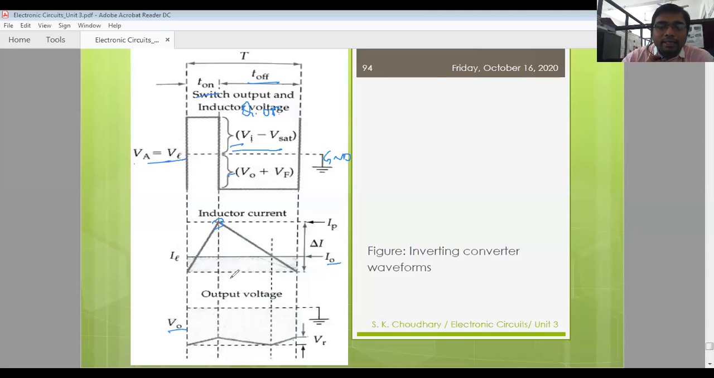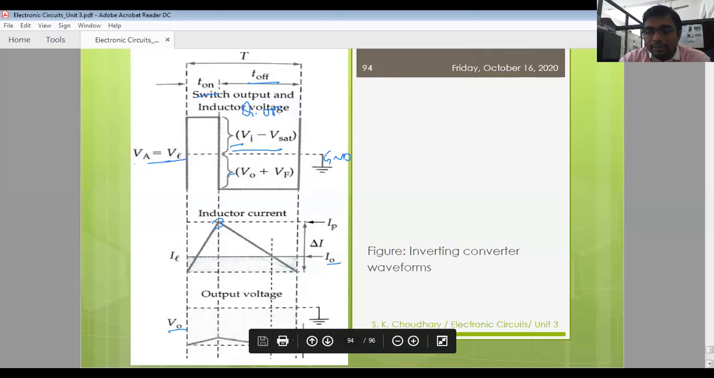The main thing is that the output voltage is inverse in polarity, or inverting, as compared to the input voltage. So V out is now the negative of V in. That's why it is called the inverting converter. Its other name is buck-boost regulator, and you can also refer to it as a flyback converter.